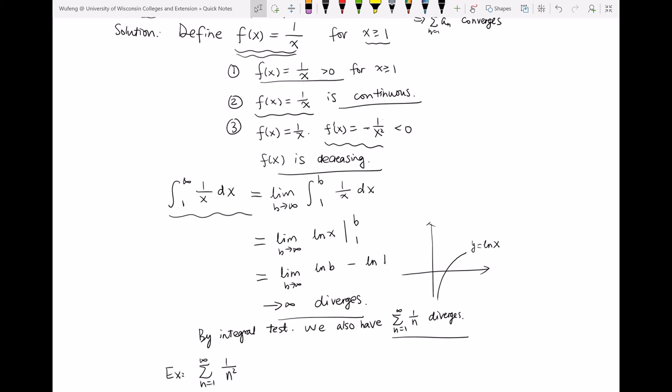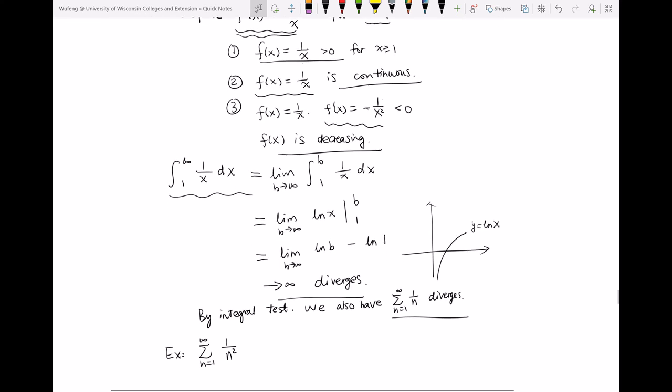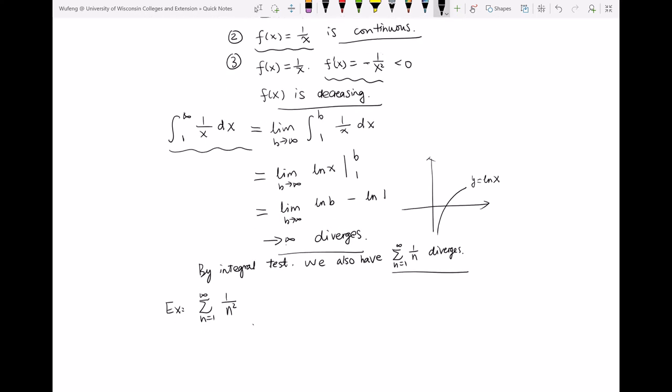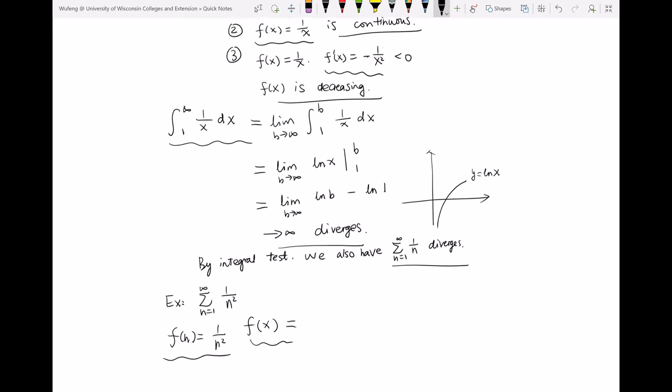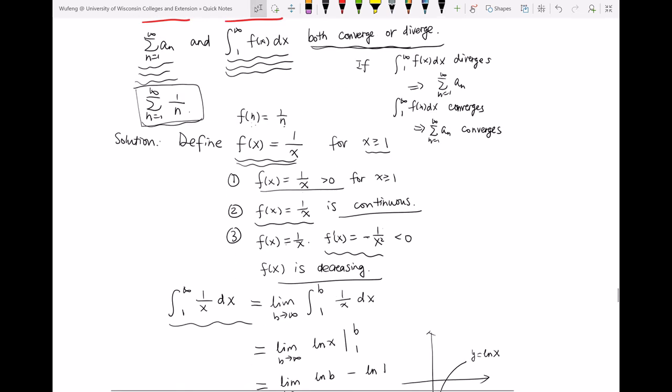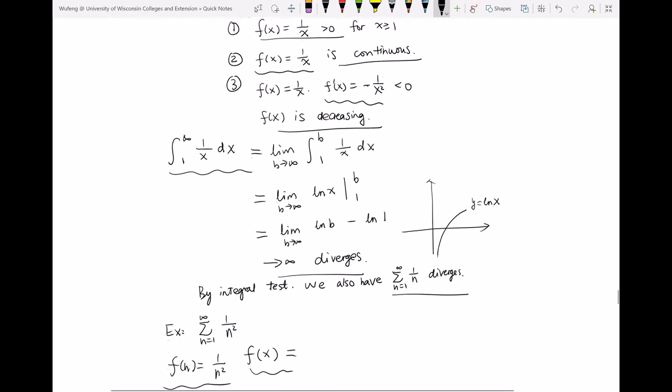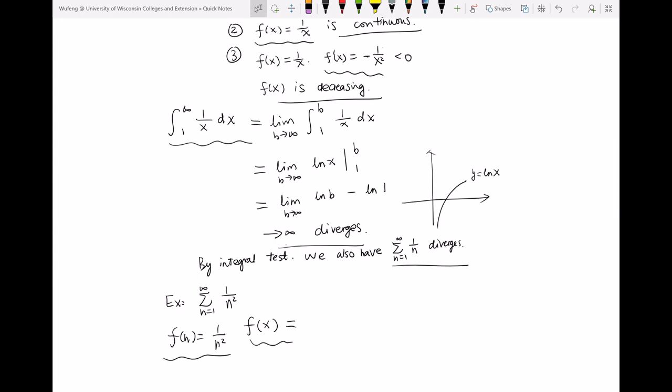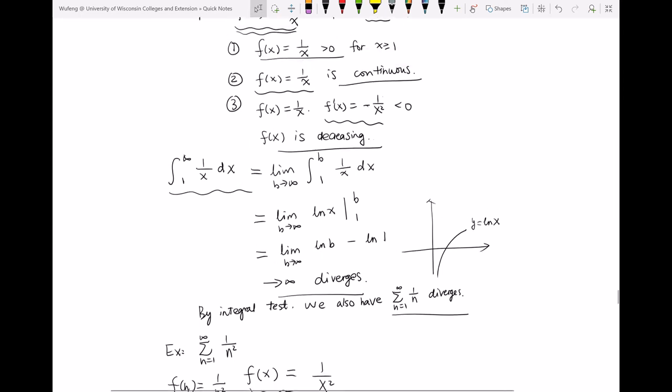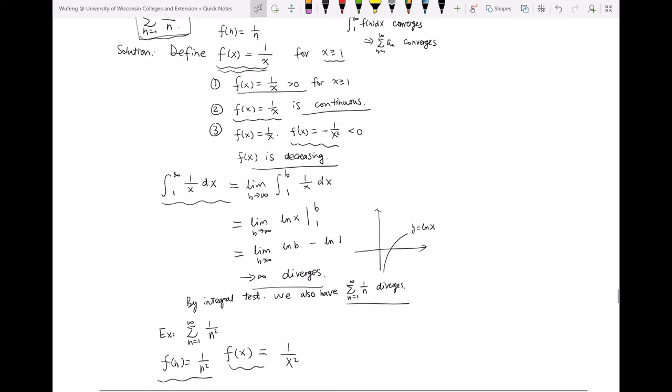Whenever you ask a question, you have to press the button. Ian Tao asked a good question: we don't have an f(x) for this one, so you need to define f(x) yourself. If f(n) is 1 over n, f(x) is 1 over x. Now if f(n) equals 1 over n squared, then f(x) is 1 over x squared. That makes it much easier, so now you can follow exactly the same steps.